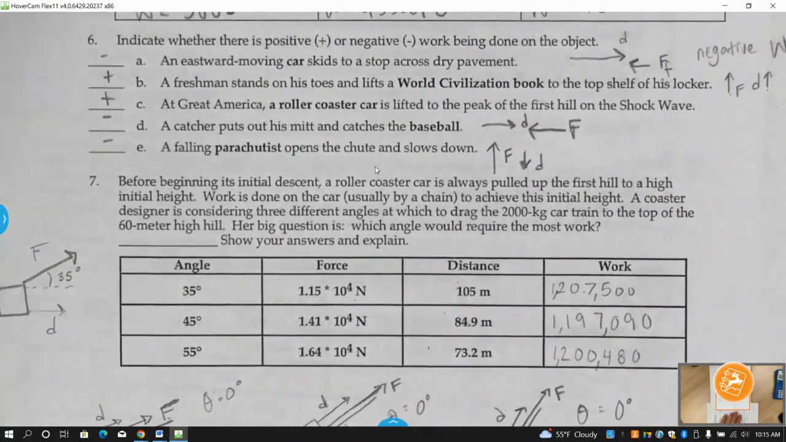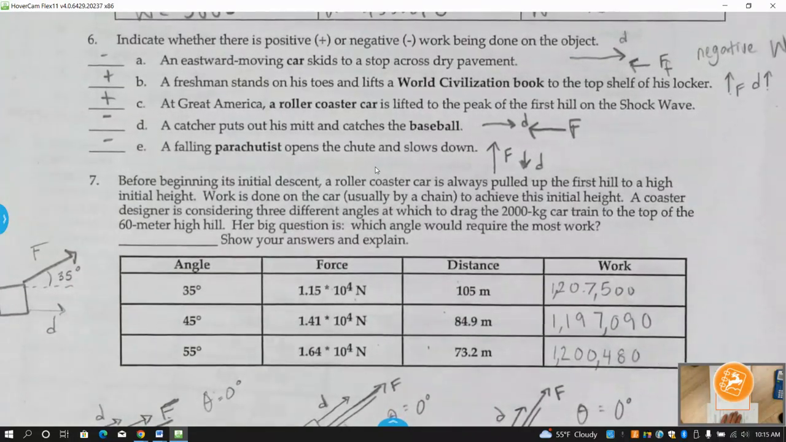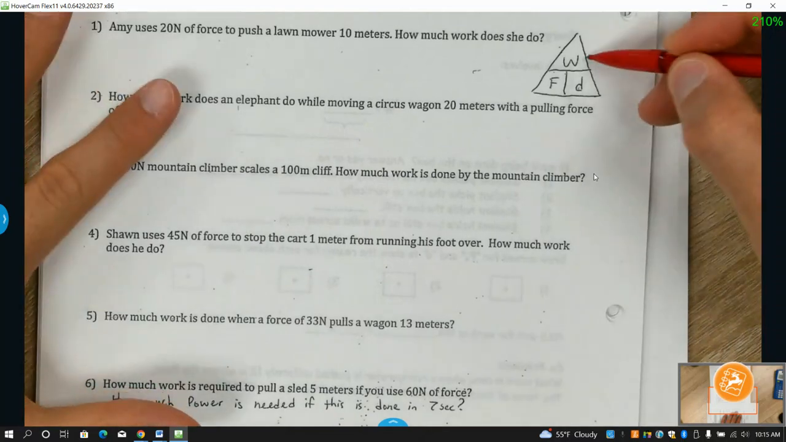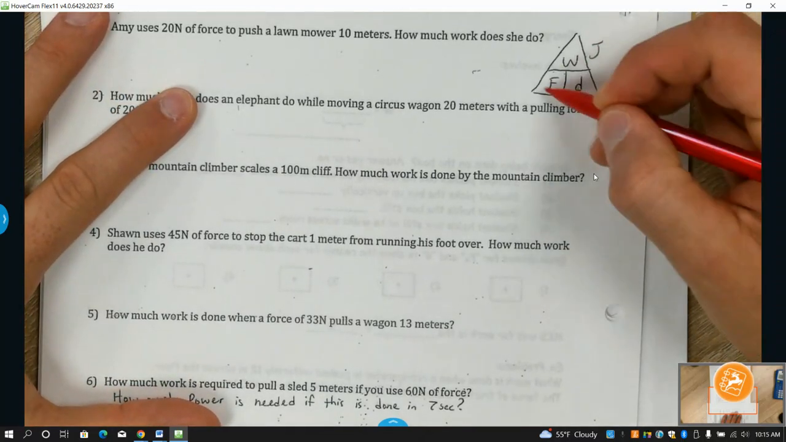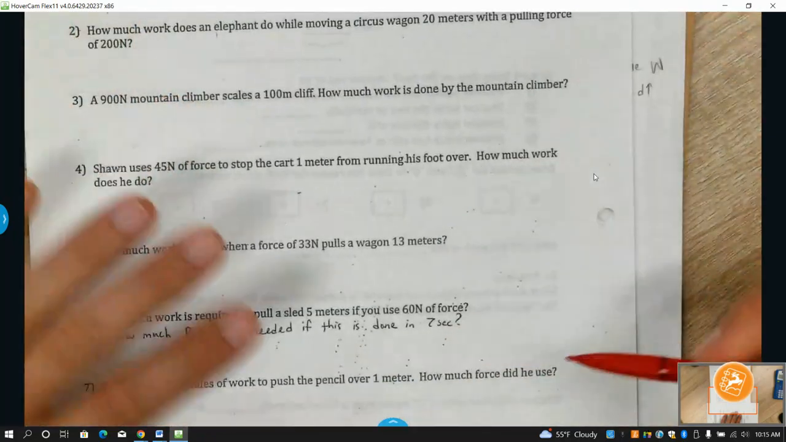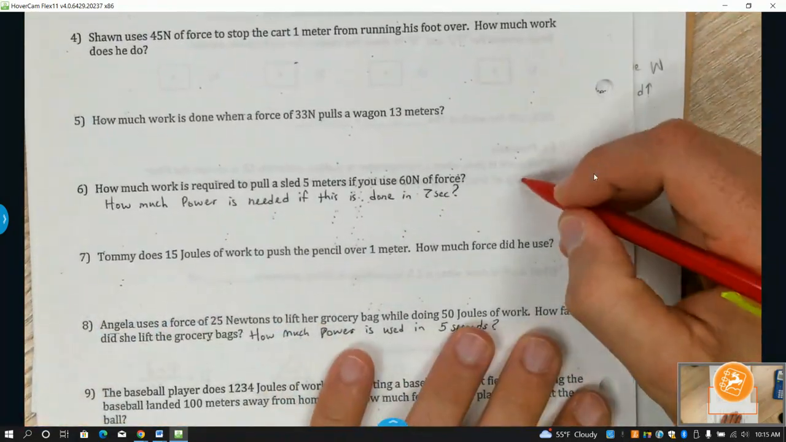All right, so you guys have now completed this whole thing. The only other thing that you will do, and you might, I swear to God, be able to finish it right now, is on the back side of these. Work, the unit is joules, force, newtons, distance, meters. And on the front side, it has the units and whatnot for power.